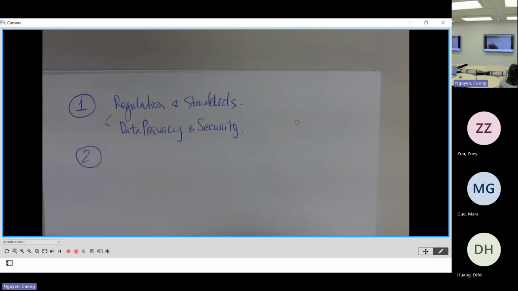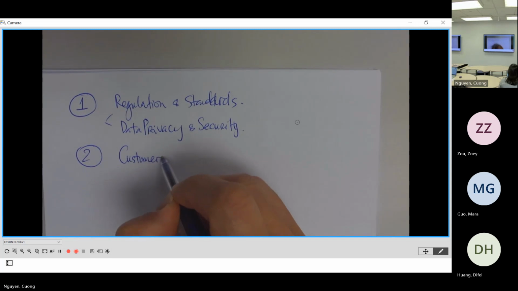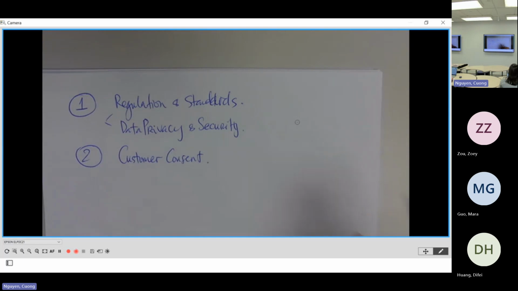So next one, we need to have customer consent. What benefits does the customer get by opening up the data to these fintech companies? Sorry, do you mean what the benefits are? Yeah, what are the benefits for the customers?